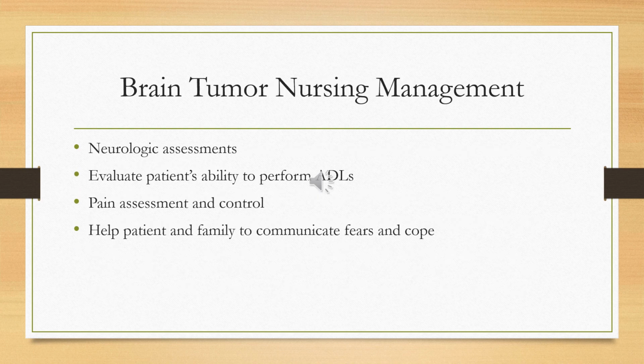So for pretty much all of our patients with brain tumors, neurologic assessments, again, you've got to know how to do those neurologic assessments. So if you haven't already done so, make sure you watch that video on how to do a neurologic assessment. You want to make sure you're evaluating your patient's ability to perform any ADLs. Do they need help with performing ADLs? Pain assessment. Do they require pain medications? Not everybody with brain tumors, depending on where it is and how large it is, might have pain, but then they may have pain. So you want to make sure you're assessing that.